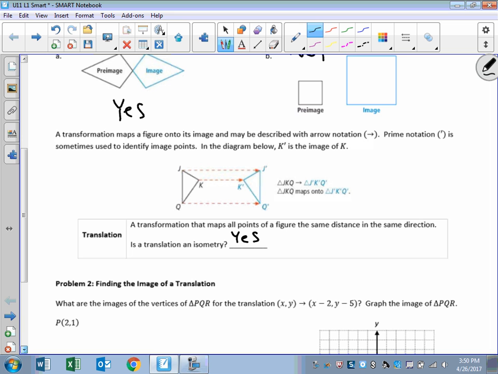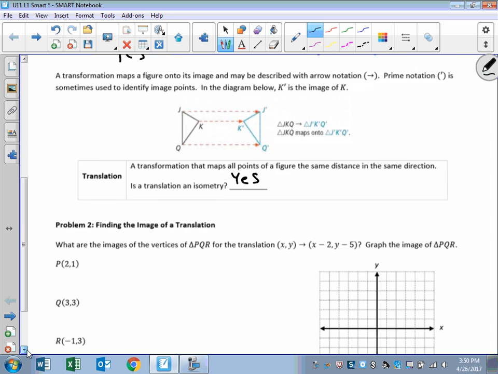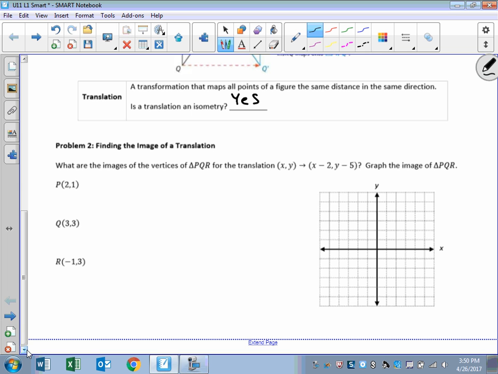Now, let's look at an example. Okay, we have a triangle with the points (2, 1), (3, 3), and (-1, 3), and we want to move the shape x minus 2, which is going to be left 2, and y minus 5, which is going to be down 5.